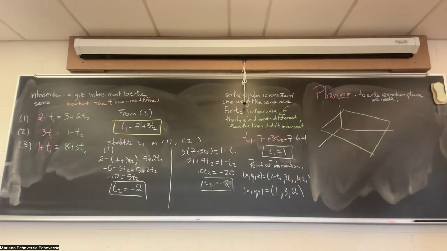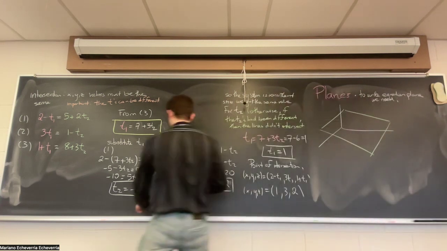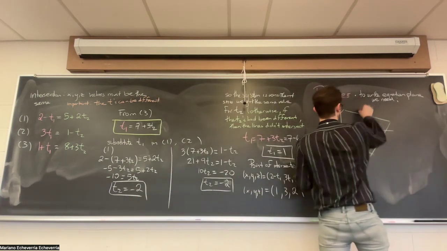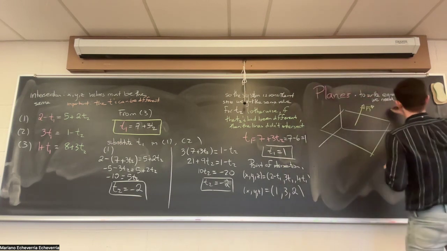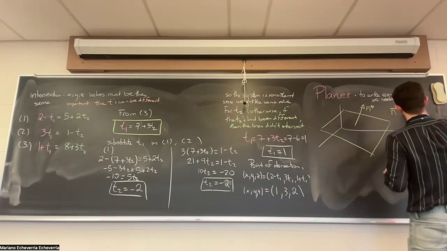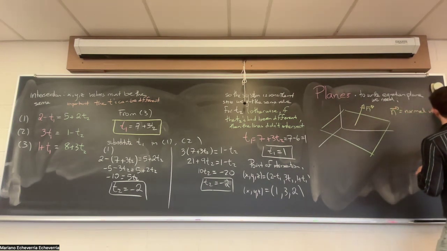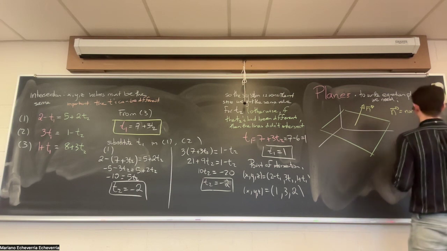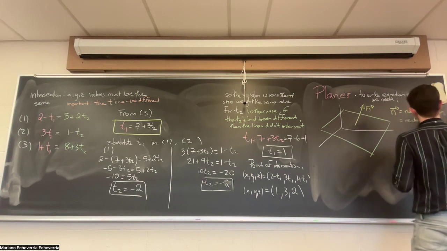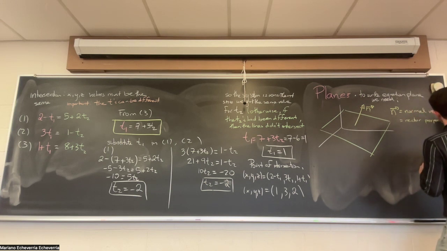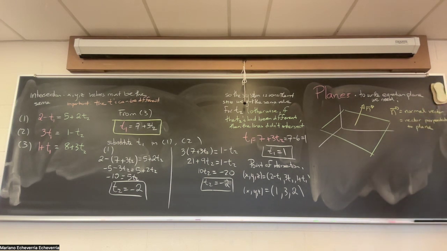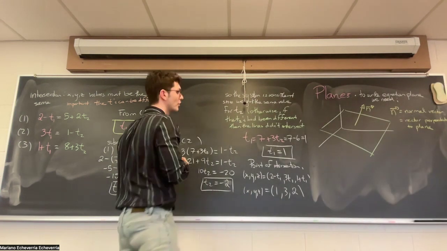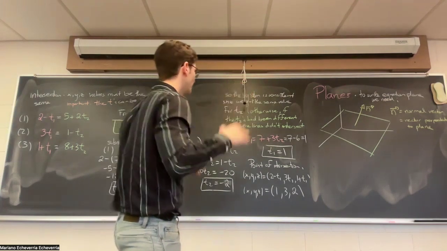You need a vector perpendicular to it. That's going to be called the normal vector, and let me draw it here. Usually it's called n, the normal vector. So this is a vector perpendicular to the plane. And you also need a point, which I'll call P naught.